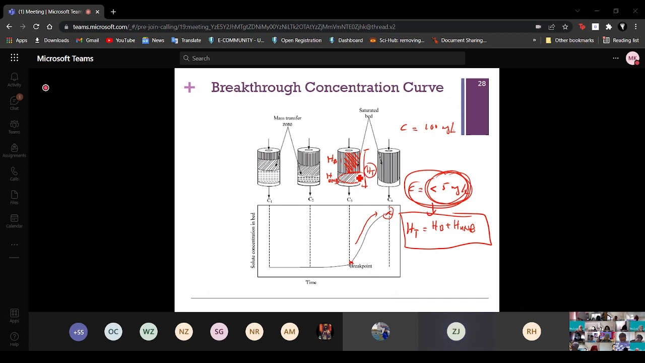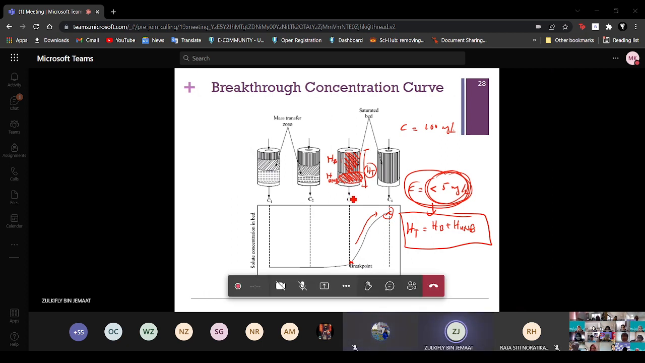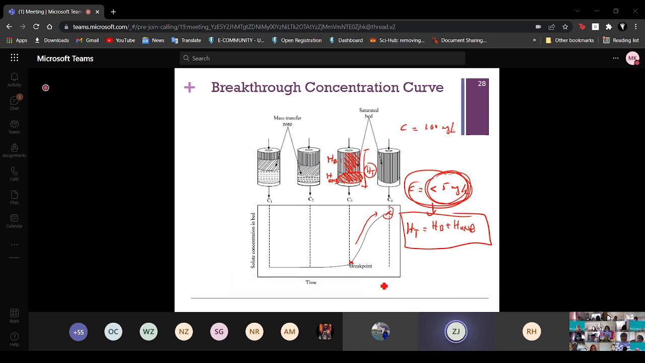It keeps this last section as a safety zone. If you use it, you're going to reach saturation. Your outlet will not comply with any requirement or product specification that you want. So the one that you put as your specification, let's say 5 mg per liter, is basically what we call the break point.